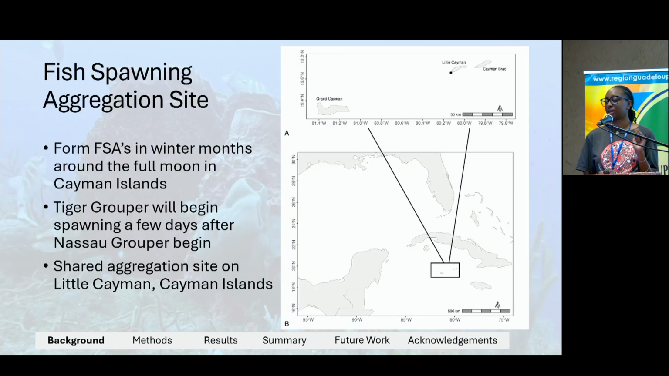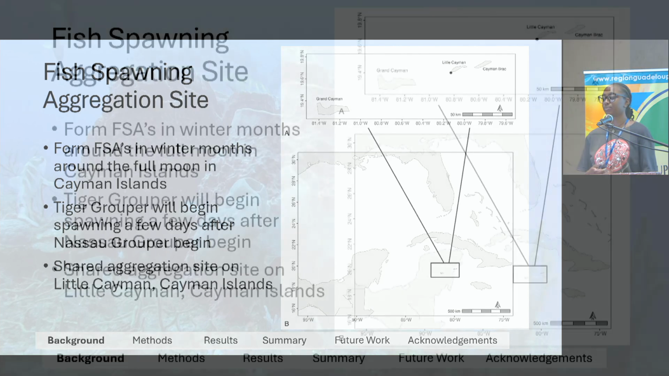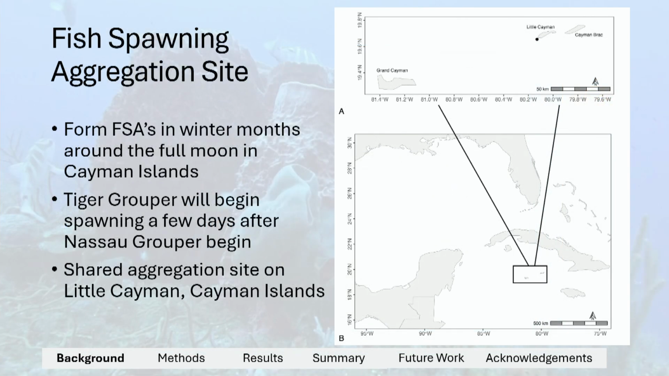And this is all happening, like I said, on the west end of Little Cayman in the winter months around the full moons. This is a shared aggregation site. Not only do tiger and Nassau spawn here, but also yellowfin, black grouper, and various other species have been noted here. And tiger grouper will generally begin spawning a few days after Nassau grouper begin at this site.